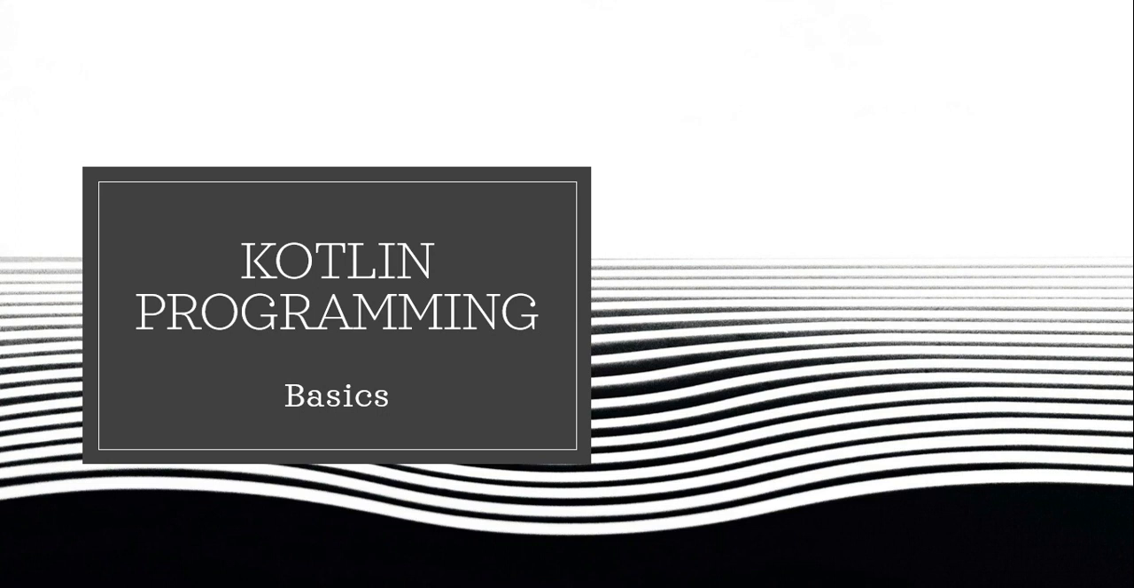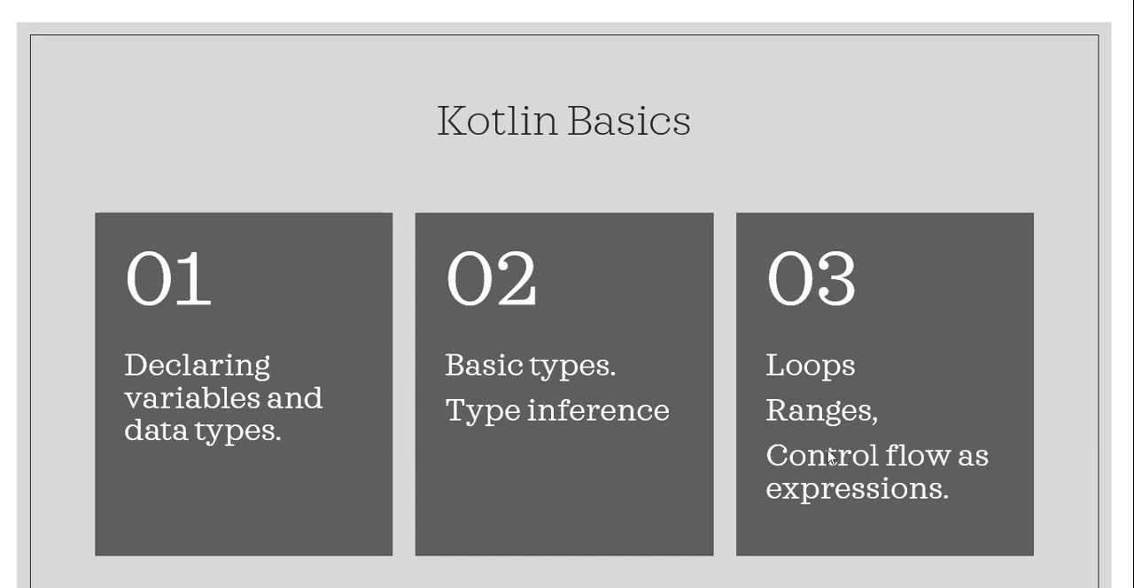Welcome to the Kotlin Beginner series, and let's start with the basics. This basics covers how to declare a variable and its type in Kotlin, what the basic types in Kotlin are, type inference, then loops, and then control flow as expressions.